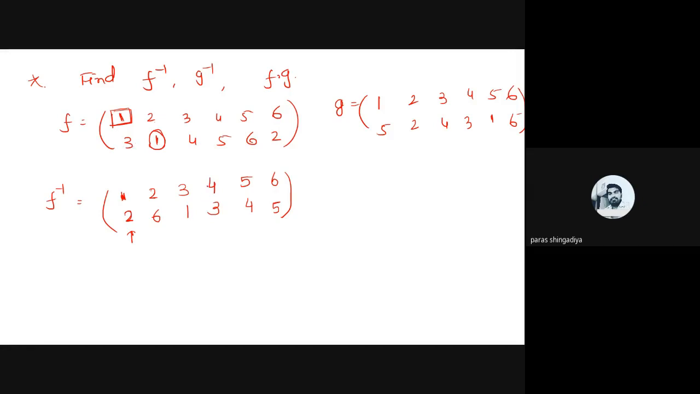So 3 with 1, 4 with 3, okay. 4 lies in the third place, so its input value is 3. So 4 with 3, 5 with 4, since 5 is in the fourth place. And then for 6, it lies in the second-to-last place, so its input value is 5. Is it clear, the inverse of F?